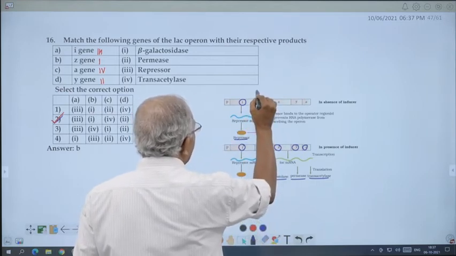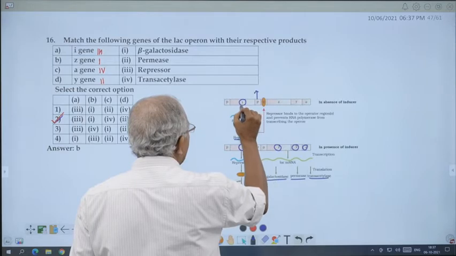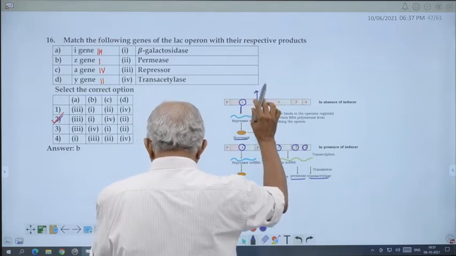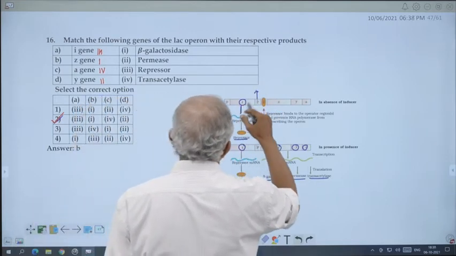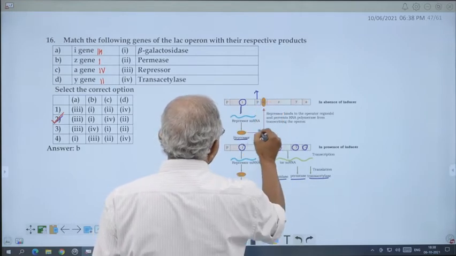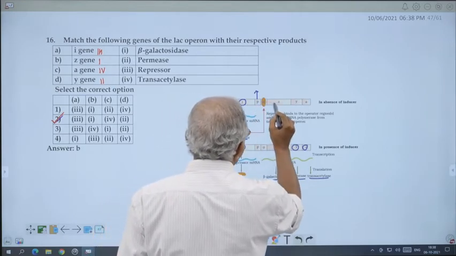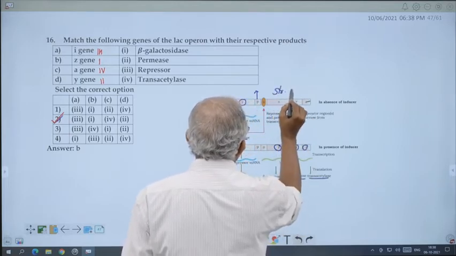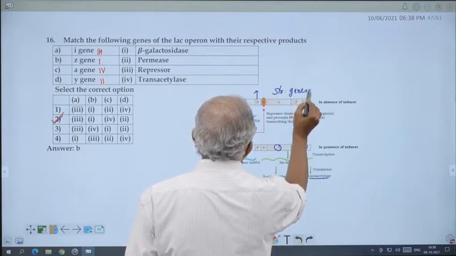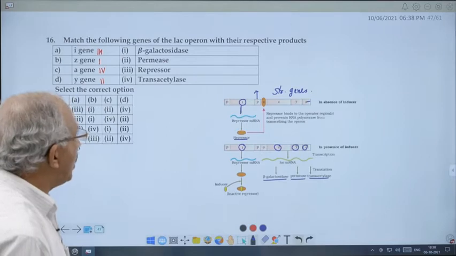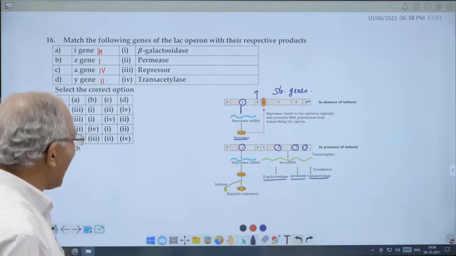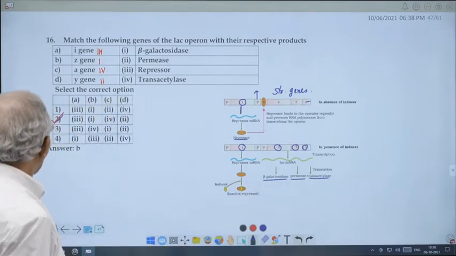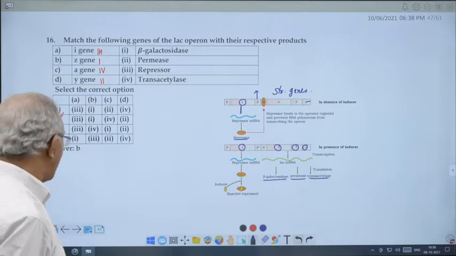There is a P gene. Now the role of I gene is clear. It produces a repressor. P gene is the site for binding RNA polymerase. O is the site for repressor. These are the structural genes, Z, Y, A. So the lac-operon consists of 3 structural genes, Z, Y, A, and they produce the enzymes or the proteins. Now, that is the lac-operon concept.